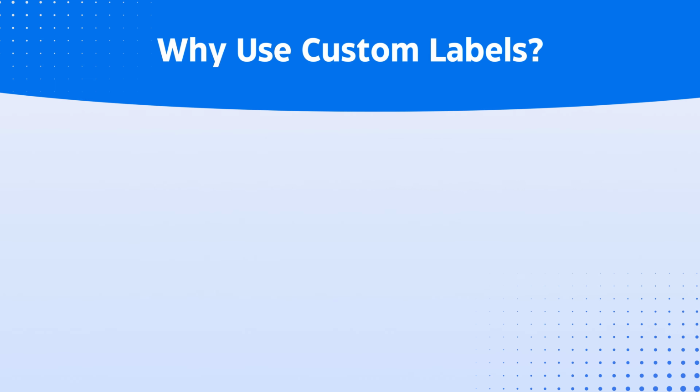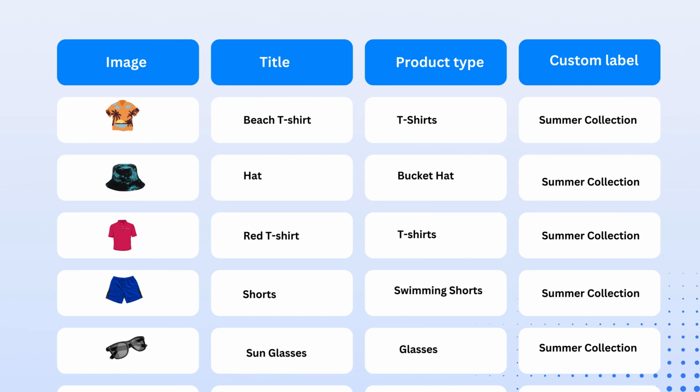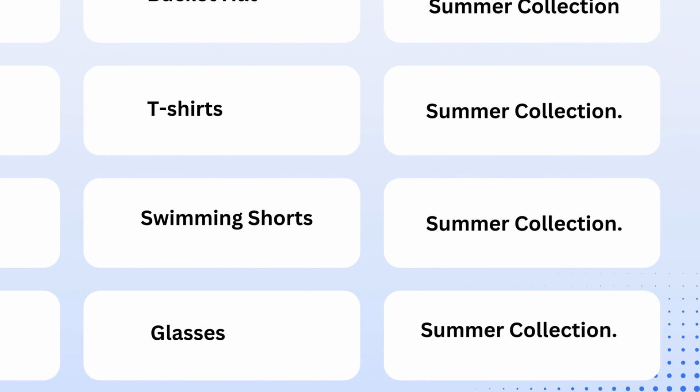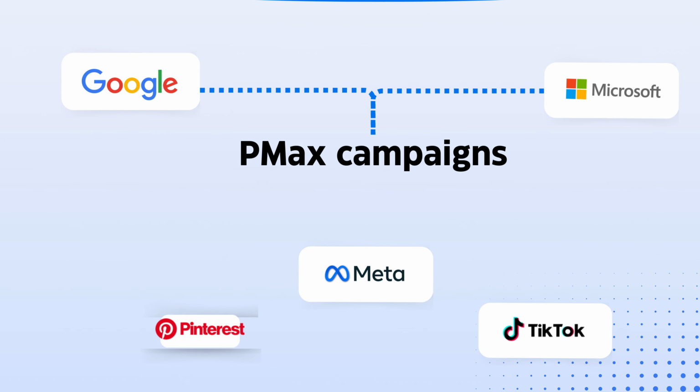Why use custom labels? Let's say you're preparing for a summer sale. You want to advertise summer clothing across multiple brands and product types. Instead of manually selecting products, you can create a custom label for all summer-related items. This label can then be used in Google and Microsoft PMax campaigns, Meta, and other ad platforms.